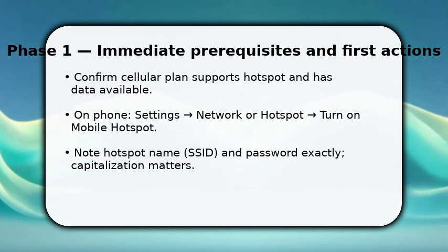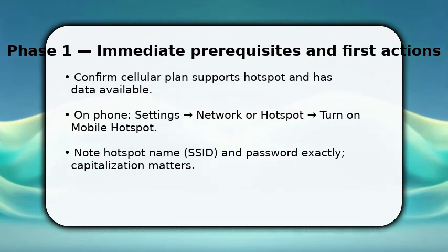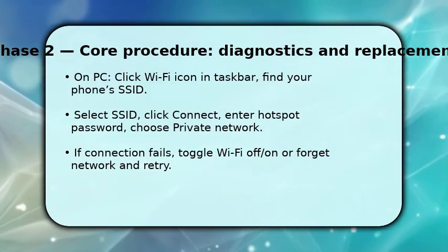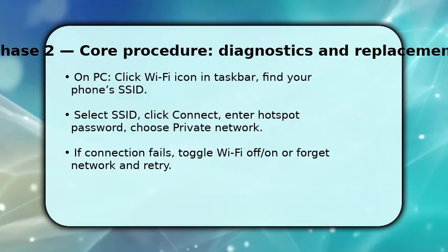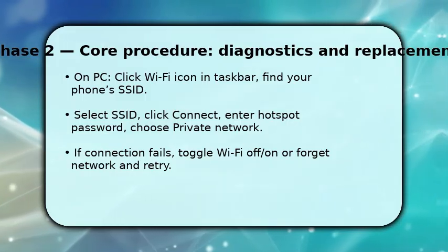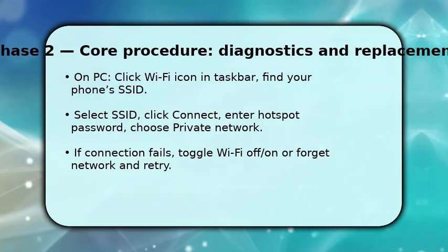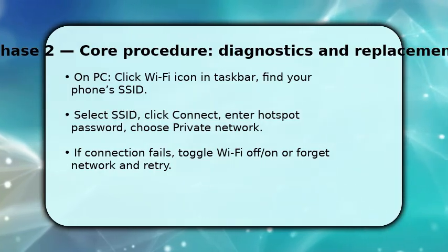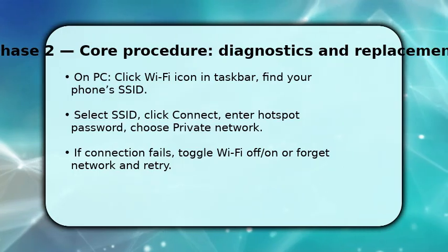On your Windows 10 PC, click the Wi-Fi icon in the taskbar and scan for networks. Your phone's SSID should appear. Select that SSID, press Connect, then type the hotspot password you noted. Choose Private Network when prompted so Windows applies trusted settings.